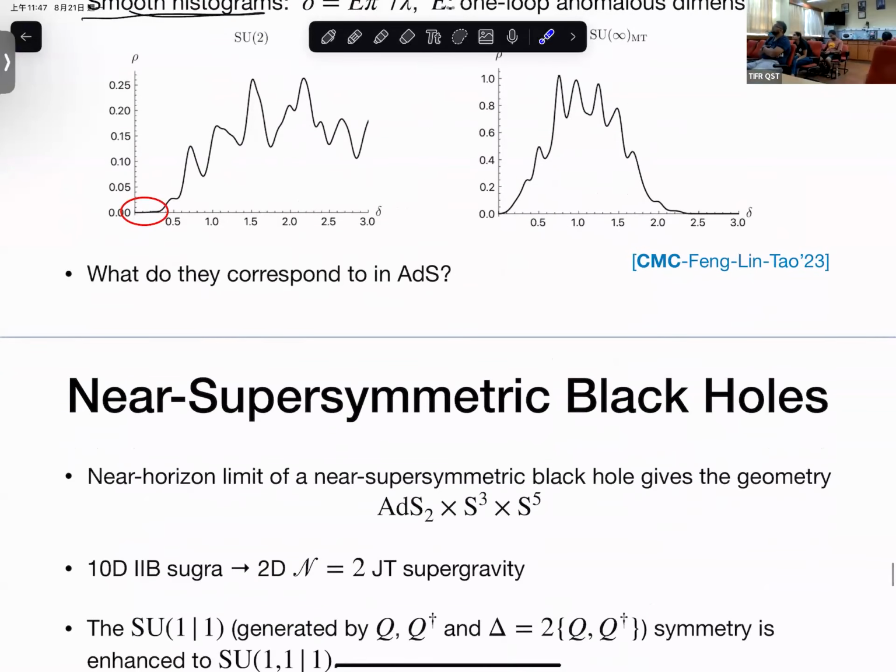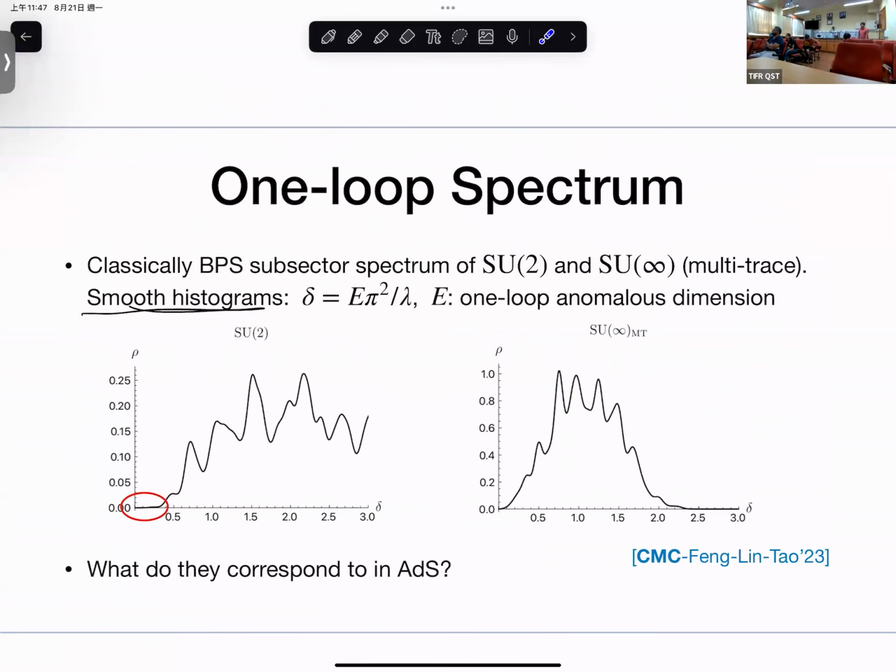Actually, and then one can look at the lowest non-zero eigenvalue, and then you may be able to see the gap. Yeah, there's an absolute gap, right? So there is an absolute gap for SU(2). Let me see. I need to find out the value in my paper.